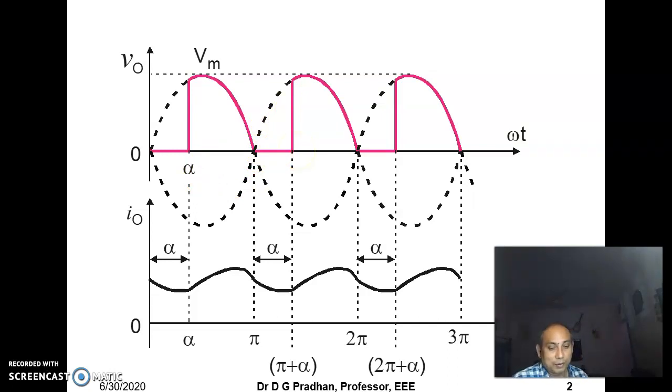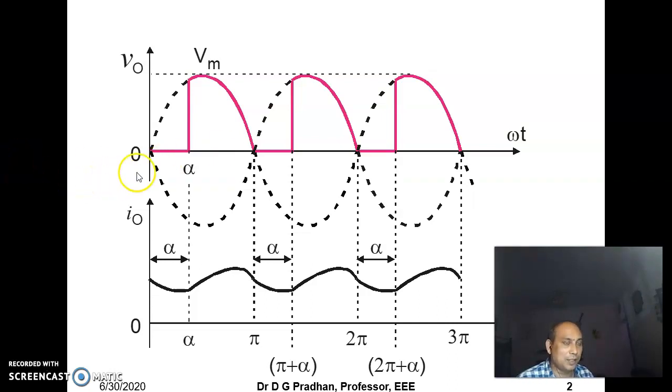The motor terminal voltage and the current waveforms for the continuous mode have been shown here. In your syllabus we will study only the continuous mode. Continuous mode means the current never becomes equal to 0. So here there are two periods.